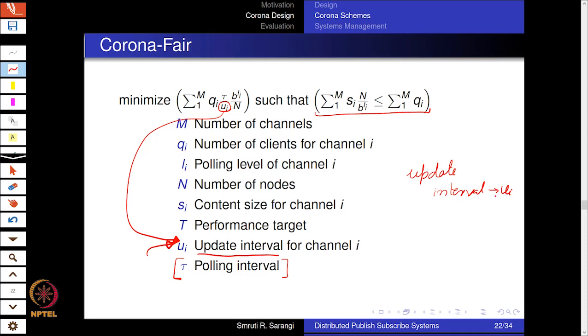So this is UI, and the update time is a time that a client perceives between the actual update to the channel happening and the client actually seeing it. That's the update time, right? So the update time, recall, keep in mind, is a different concept, and it is what is perceived by the client.